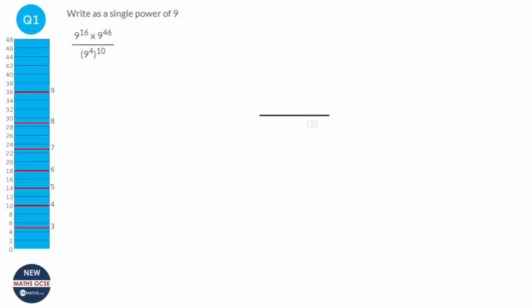We're going to start by looking at the numerator and the denominator separately. So looking at the numerator first, we've got 9 to the power of 16 times 9 to the power of 46. Now when you have two powers of the same base, so they're both 9, base 9, but base is the big number, then what you can do is you can add the indices. So we're going to do 16 plus 46, which is 62, so it's 9 to the power of 62.